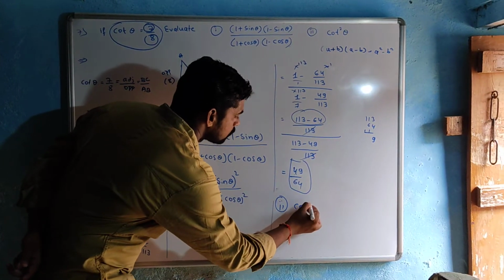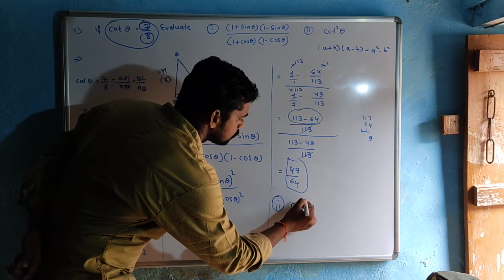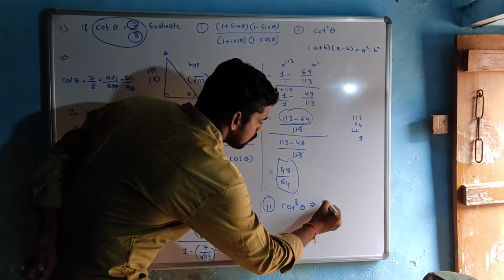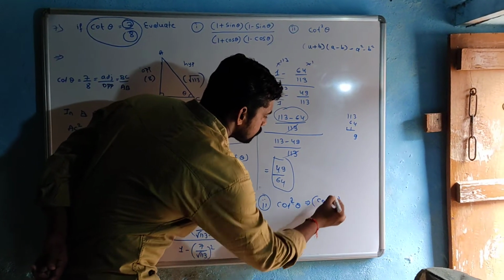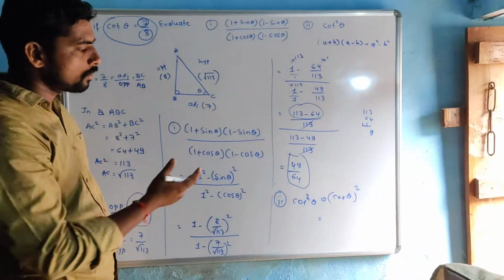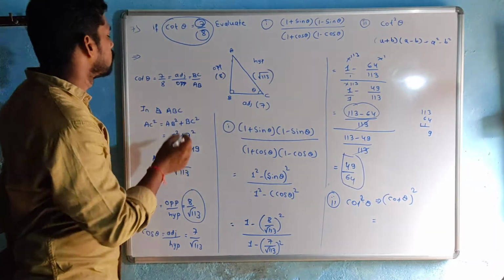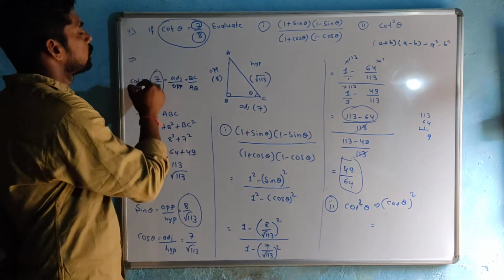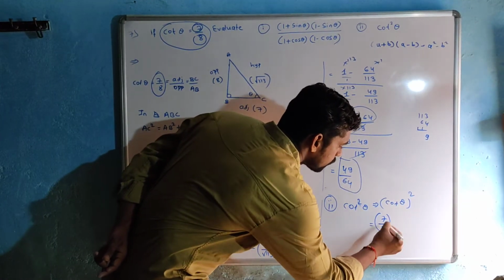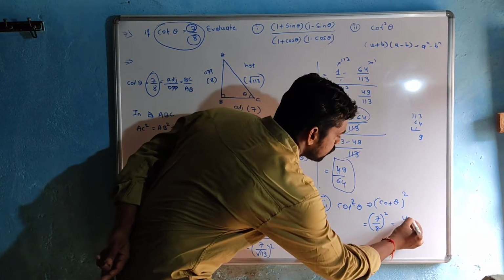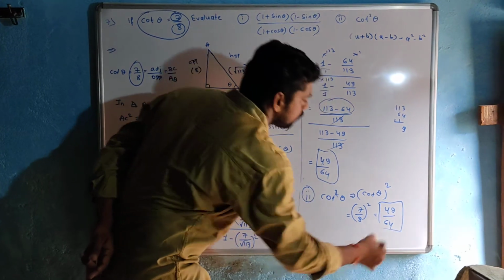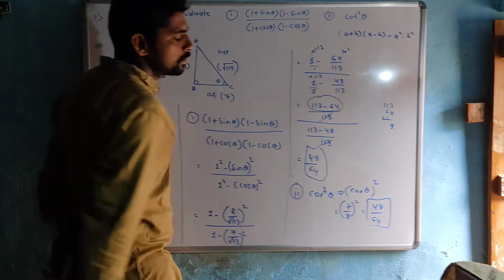Second one is cot square theta. See here, cot square theta means cot theta bracket square. Both are the same. You already know he gave cot theta value 7 by 8. See here, 7 by 8 bracket square. 7 square is 49, 8 square is 64. Therefore the answer is 49 by 64.